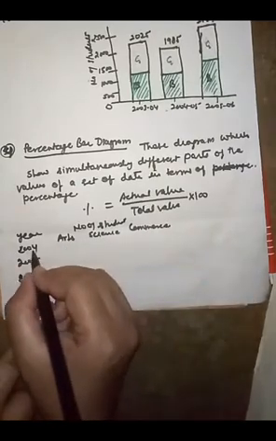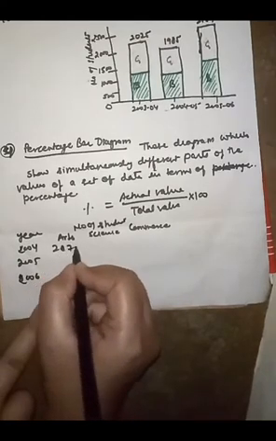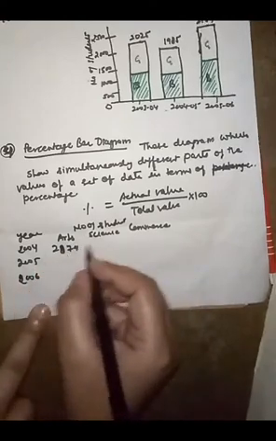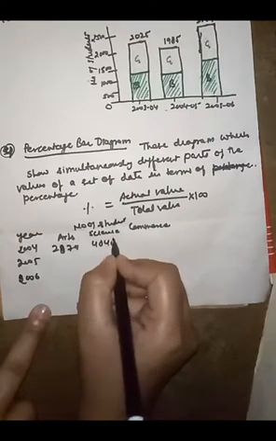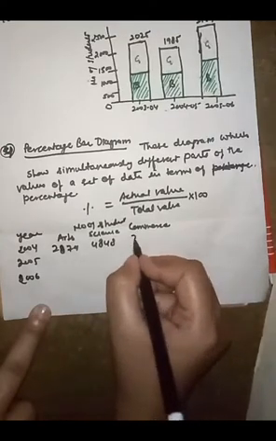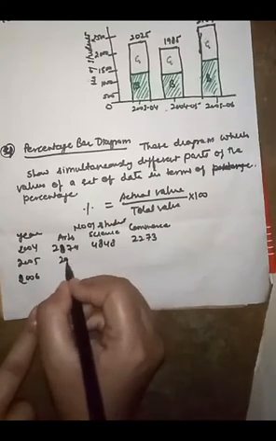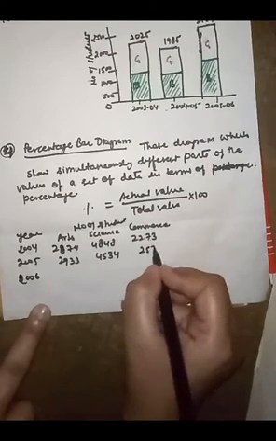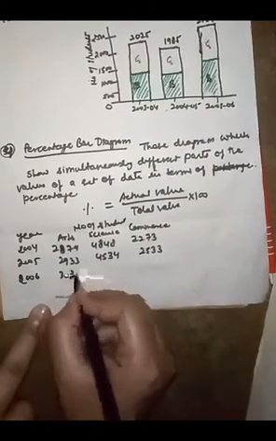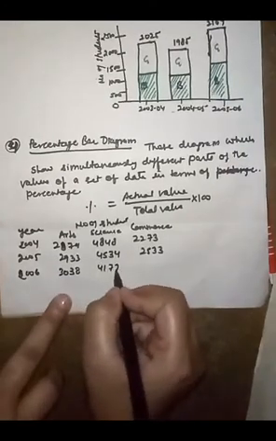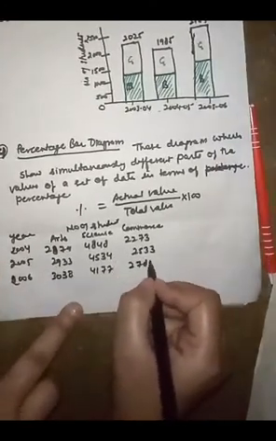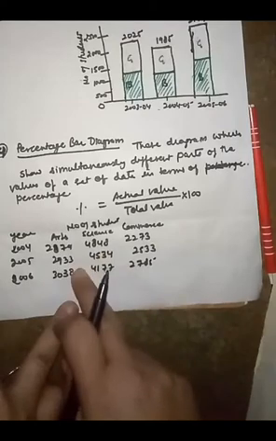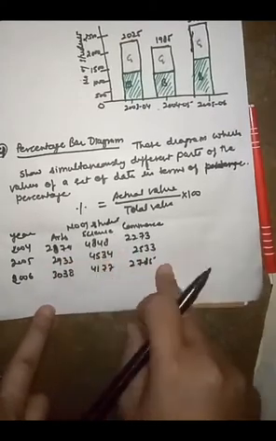In arts stream, I have taken the value 2879. I am using this one example, maybe you have seen it anywhere. 4848, 2273, 2933. This one is 4534, 2533, 3038, 4177, 2785. Any value. So here you see, the number of students of all streams are given in value form.